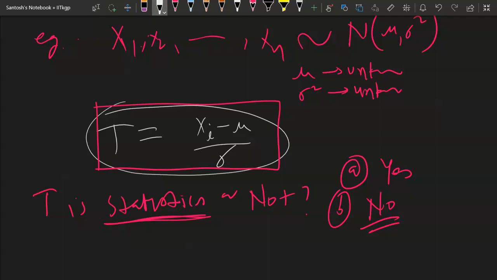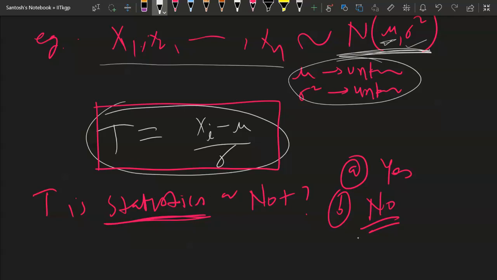Why are you taking too much time? x1, x2, ..., xn are a sample from Normal(mu, sigma square). Both are parameters, and I have taken both as unknown here. The mean is mu and the variance is sigma square. I'm defining t as xi minus mu; I could also take x bar minus something like that. Can we say this is a statistic? You have to tell, otherwise I will not go ahead.